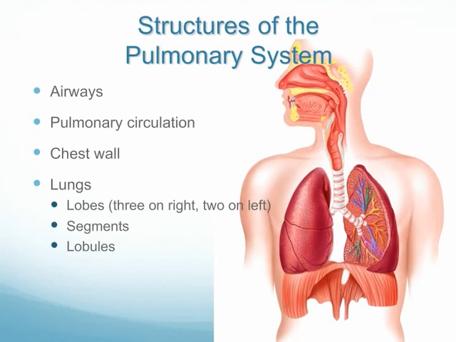So on the right-hand side, we have 3 lobes, and we can see that illustrated here in this picture. There's an upper, middle, and a lower lobe on the right. Now, the left lobe only has 2. It has an upper and a lower lobe on the left side. We also have segments within those lobes, and then we have lobules, which are also included within those lobes, separating out the lung into different areas.